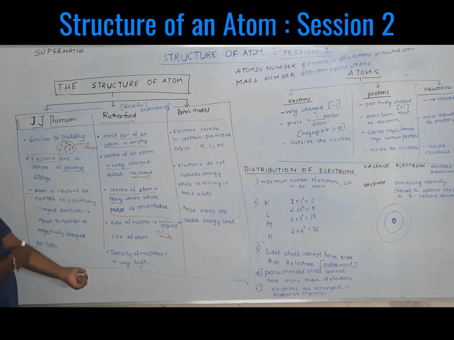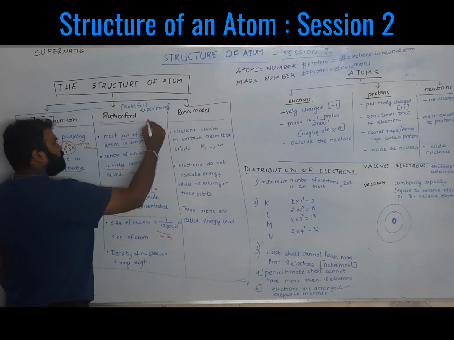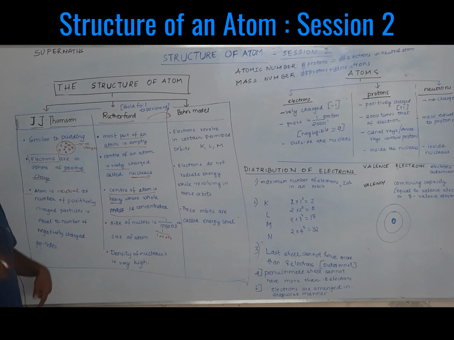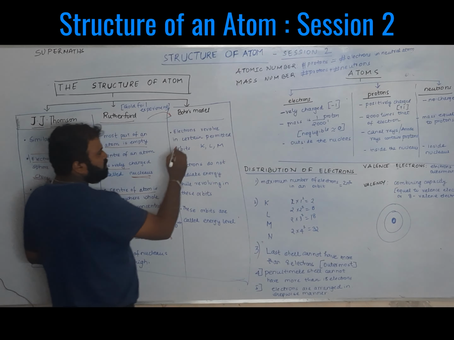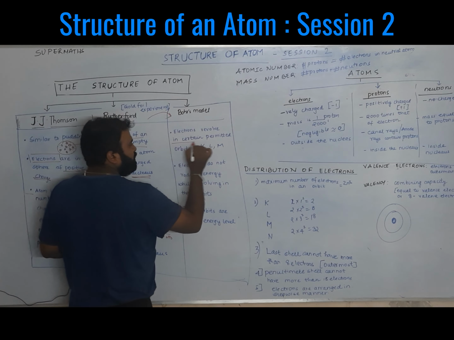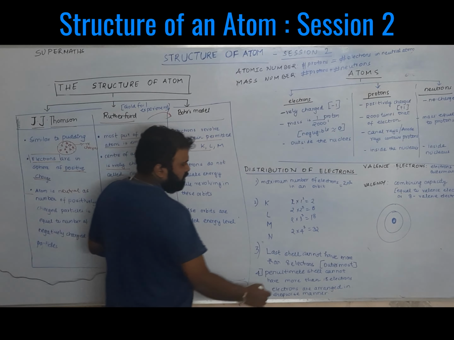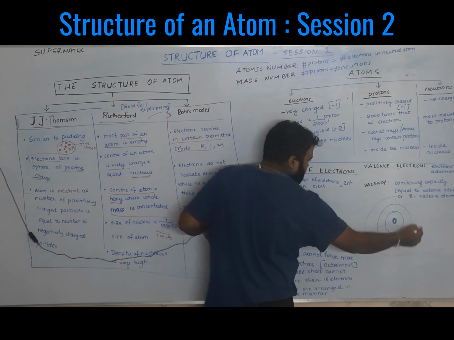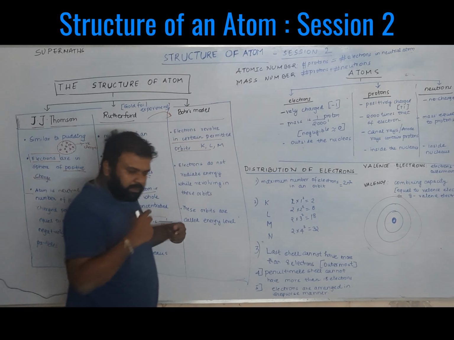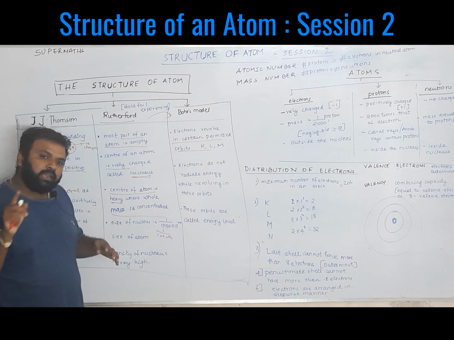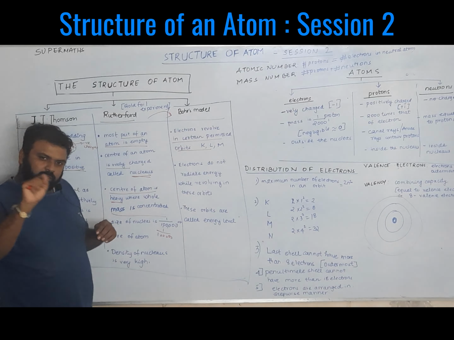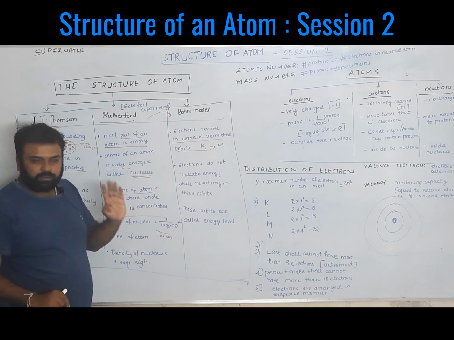Then a further improvement on this was the suggestion given by Niels Bohr. In his model, he said that electrons revolve around certain permitted orbits, just like this. These orbits are like tracks, and the electrons are permitted to revolve around these orbits.